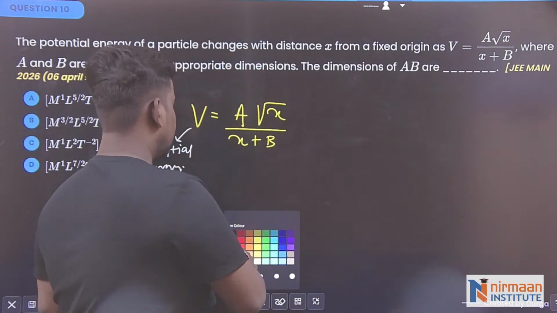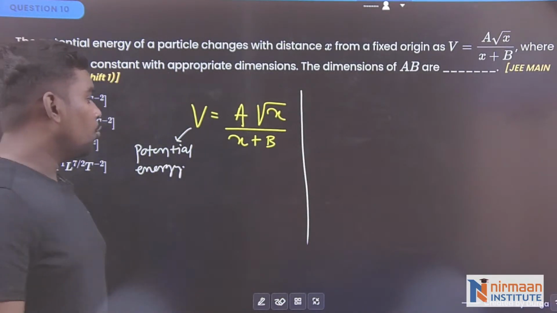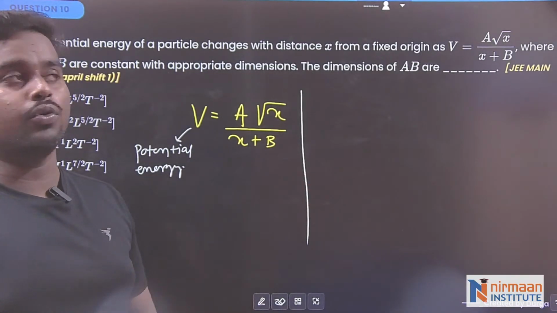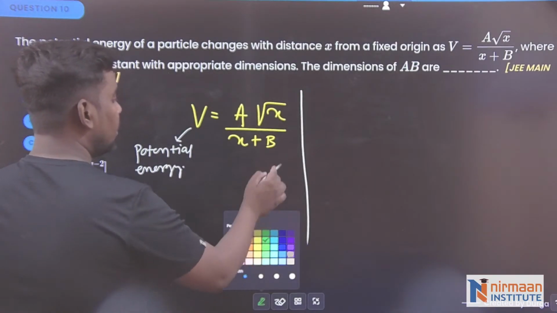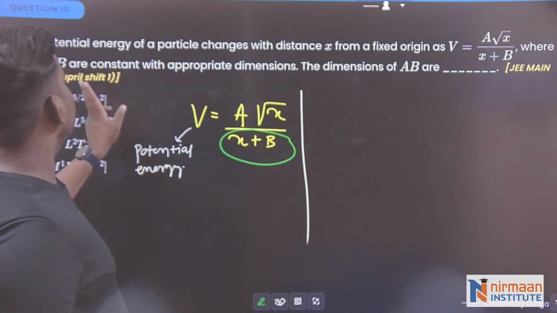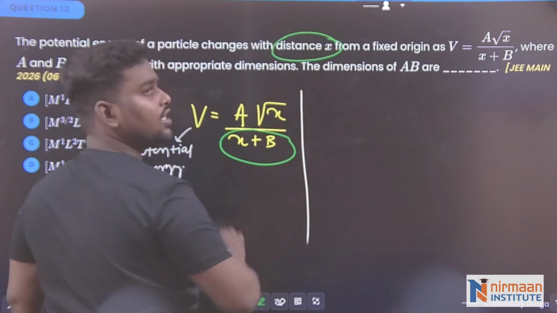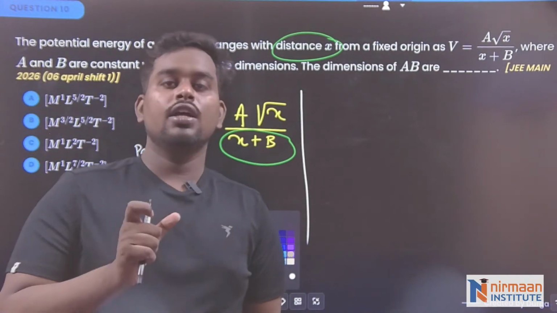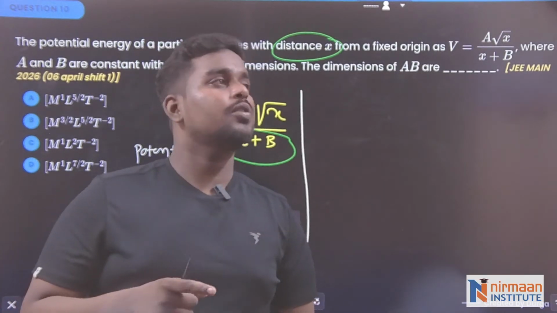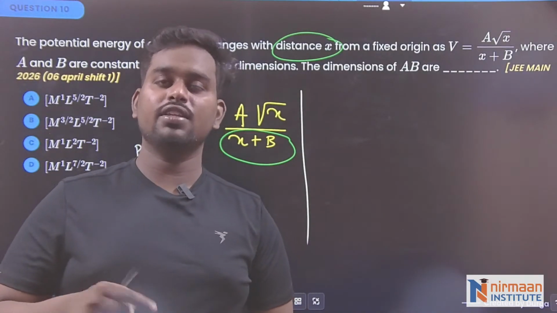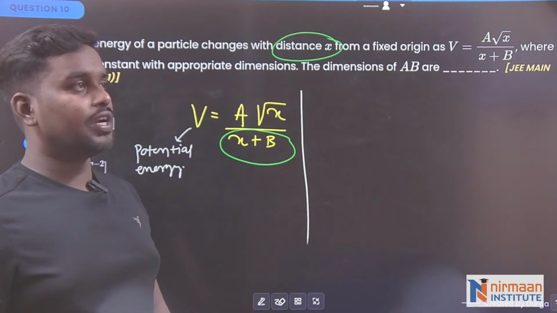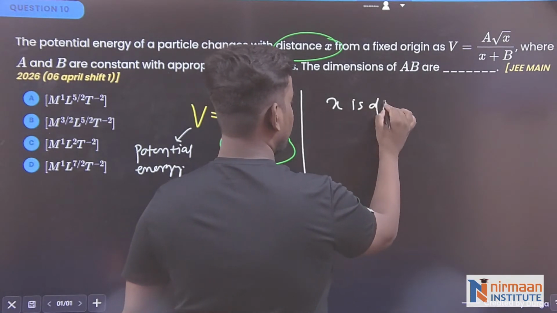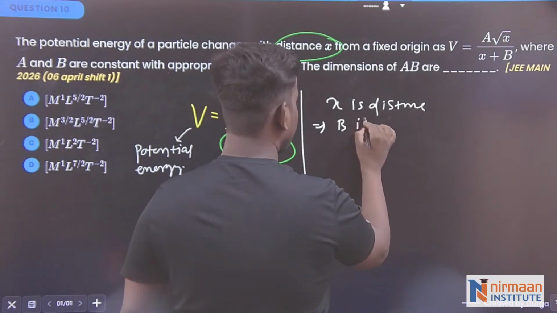So again, the rule I told. In this kind of question, look at where you are adding or subtracting two terms. Here, we are adding x with b, and x is your distance. If we add or subtract two physical quantities, the dimensions must be the same. It means x and b are of the same dimension. If x is distance, b is also distance.